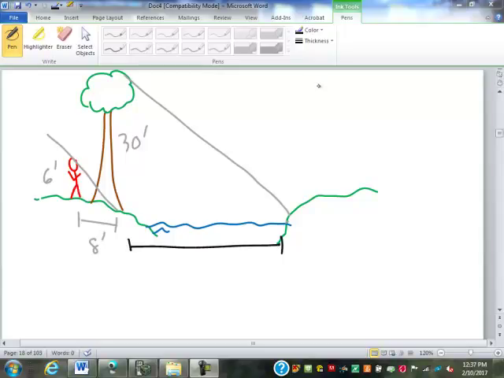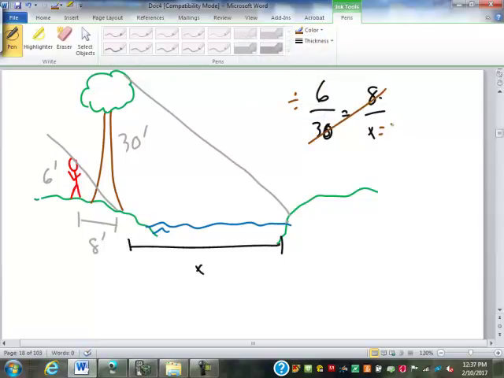We have the height of the person to the height of the tree is 6 to 30. What's got to go here? 30? 30 is already there. Oh, the 8, right? That's the person's shadow. So this is the person's real height. That's their shadow height, the person to the person, right? So down here, this will be our x. And if you cross multiply and divide, this does come out to be 40. Any questions?